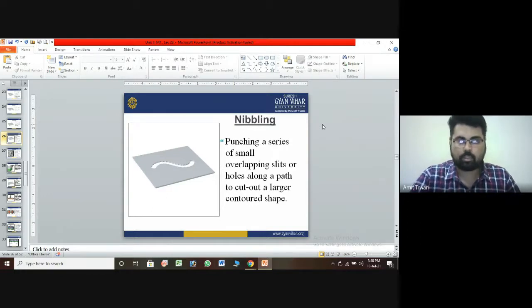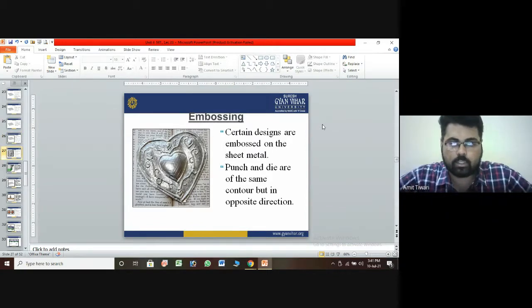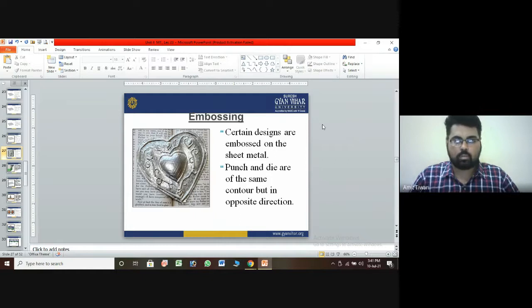Now, furthermore, the next one is embossing. In embossing, a certain design is embossed on the sheet metal. The punch and die have the same contour but in the opposite direction.